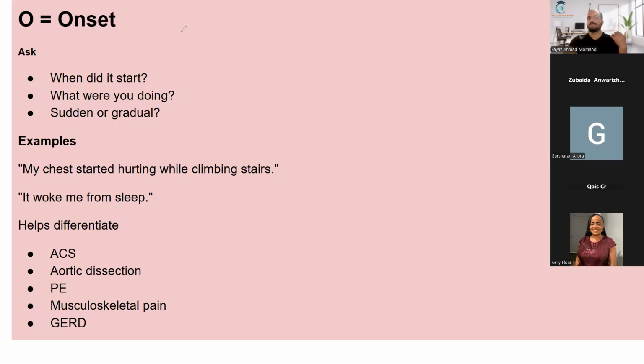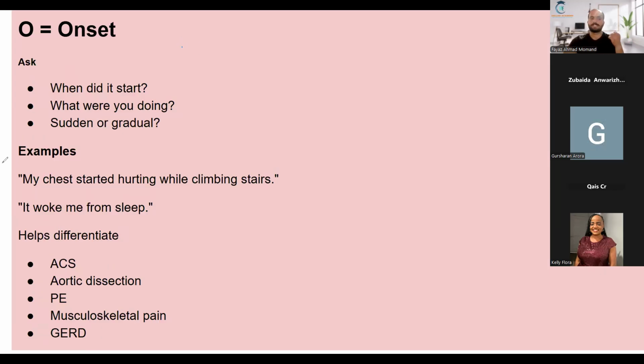Now we're going to discuss how to apply the OCD structure here. In OCD, the O stands for onset. When did the symptom start? What was the patient doing when it started? And did it start all of a sudden or gradually get worse? Now, when did it start?